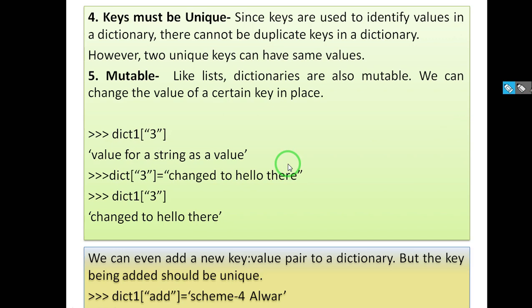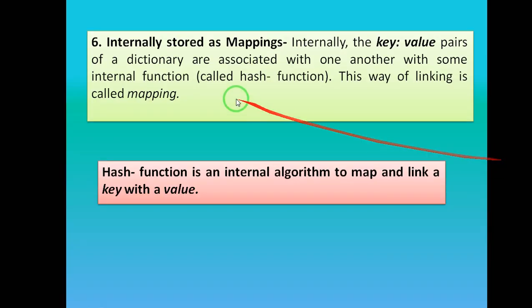That too I will be telling you once we have done the characteristics of a dictionary. Like, it is internally stored as a mapping. Internally, the key value pairs of a dictionary are associated with each other. That is, key is associated with a value, and value is associated with key.